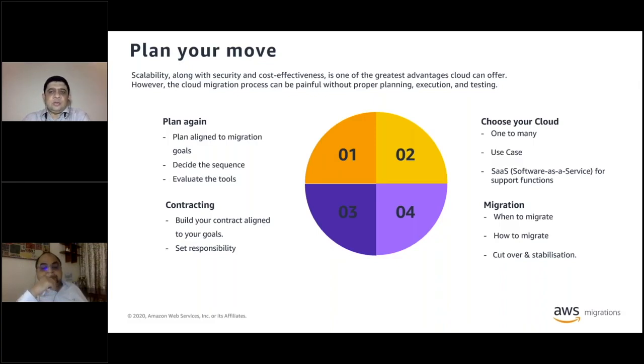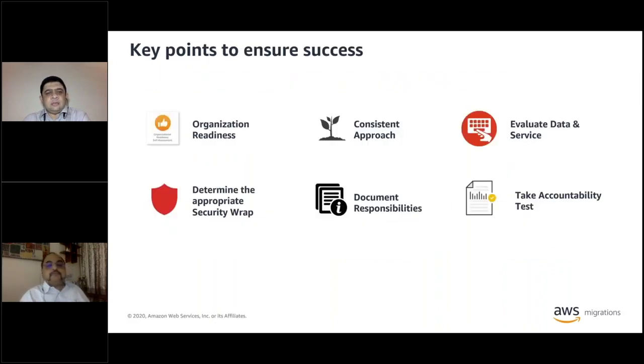Migration, and what you use for migration, how you migrate, how you cut over, and how you stabilize, is the fourth pillar, which is very, very important to ensure that this move is successful. So, wrapping it up: organization readiness, a consistent approach, evaluated data, the right security wrap, documentation of roles and responsibility, and accountability. These are critical components which need to be understood and addressed, to ensure that these kinds of transformation journeys are successful and work in the right intent.